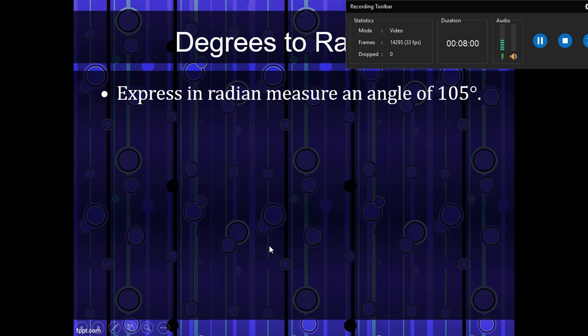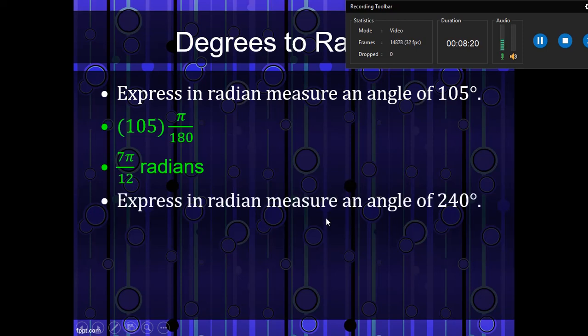We're now converting 105 degrees. It should be a little bit smaller than my last answer. So again, we're multiplying by pi over 180. And when I reduce that on the calculator, I get 7/12 pi radians.